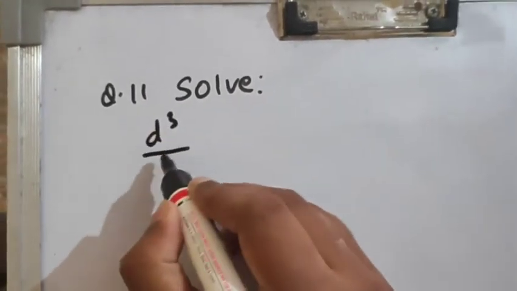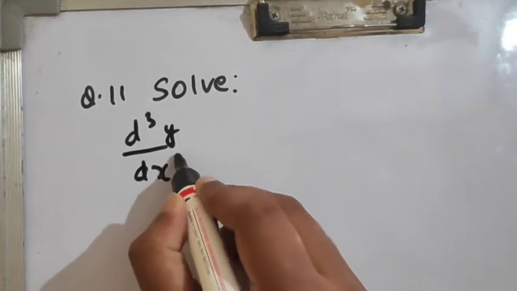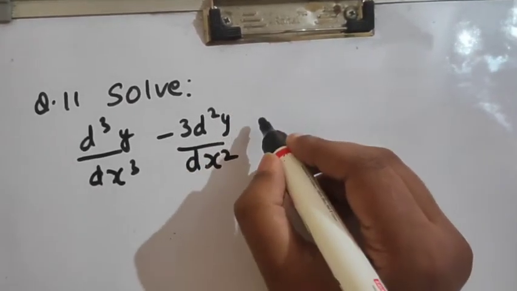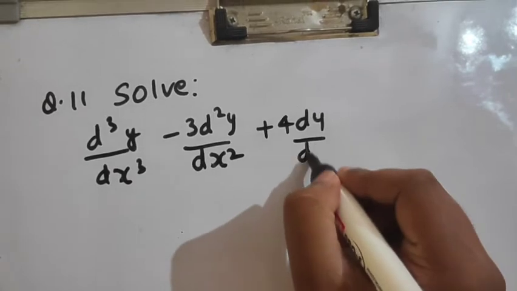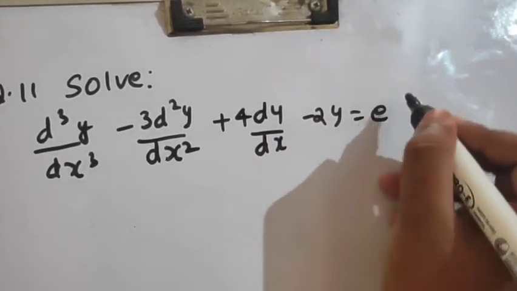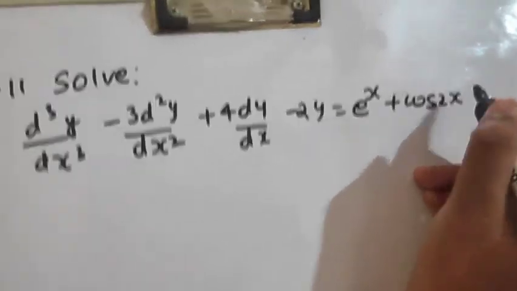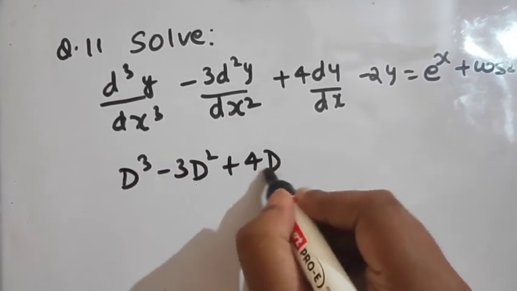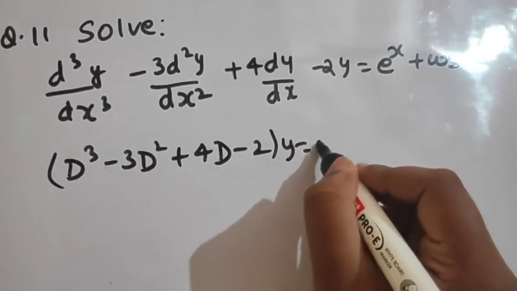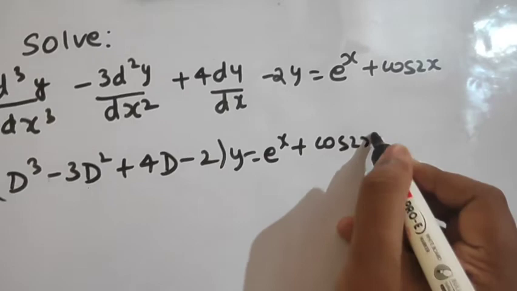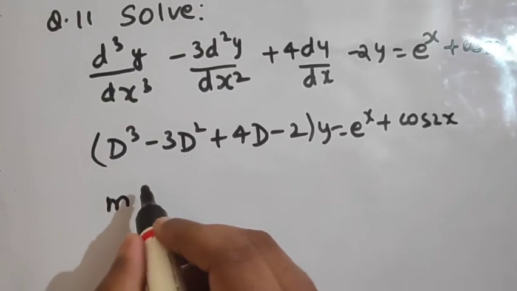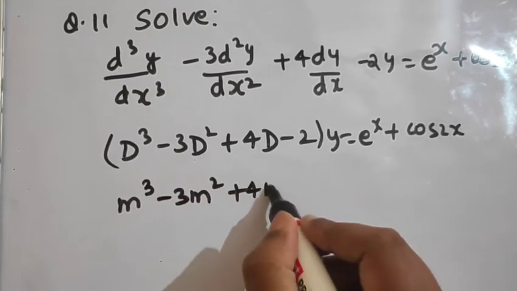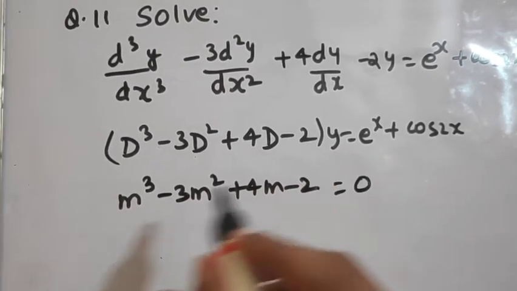So the question is: solve d cube y by dx cube minus 3 d square y by dx square plus 4 dy by dx minus 2y equals e^x plus cos 2x. So I can write this as (D cube minus 3D square plus 4D minus 2) y equals e^x plus cos 2x. Now for finding the complementary function, I will write this as m cube minus 3m square plus 4m minus 2 equated to 0. Is 1 a root of this?